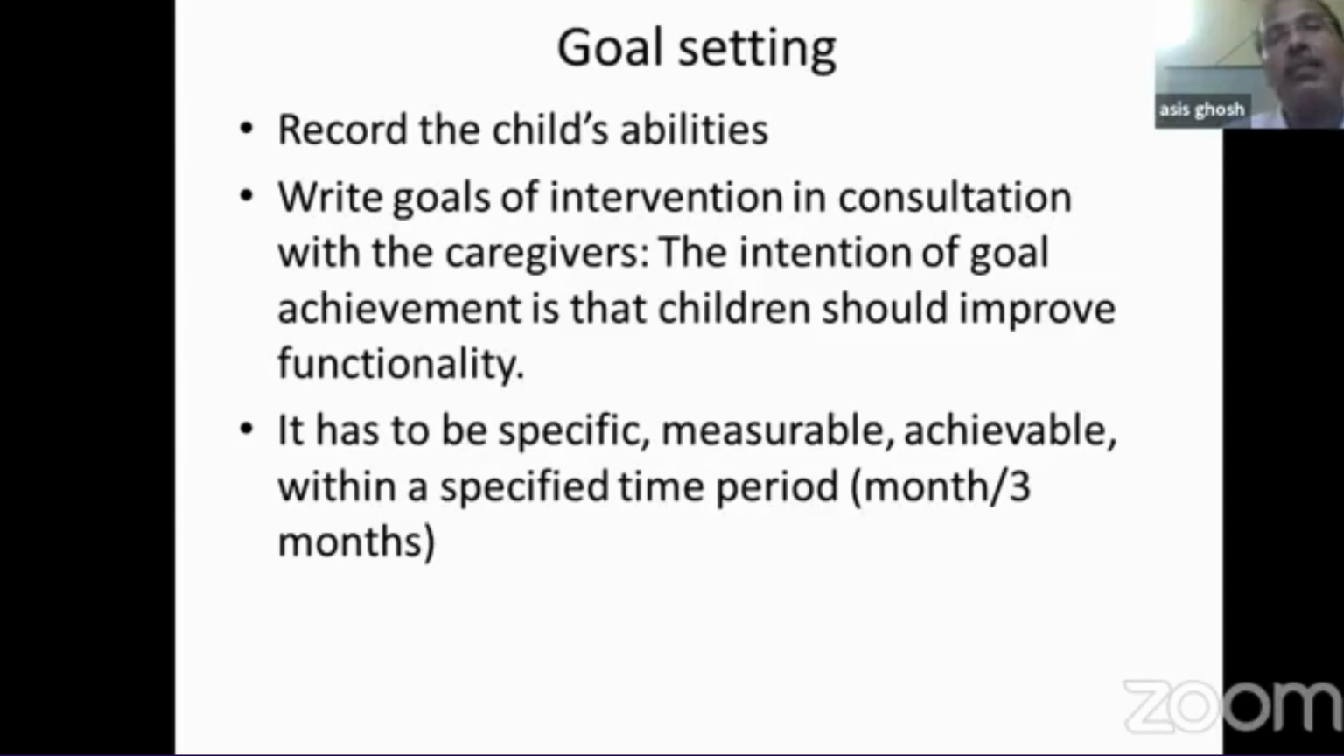Because for our parents, physiotherapy and occupational therapy mean a list of exercises. Instead, record the child's abilities and write goals of intervention in consultation with the caregiver. See what is doable and feasible for the parents to do at home. The intention of goal achievement is that children should improve functionality. So it has to be specific and measurable, SMART goals, you all know. It has to be achievable within a specified time period, and this time period depends on the parents' availability, when they will be able to come to see you again.